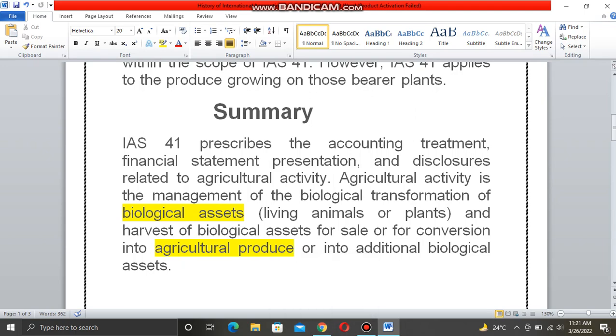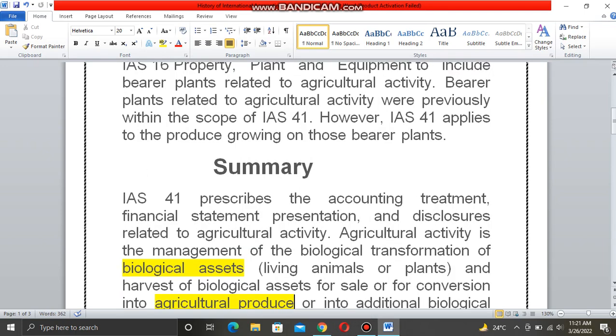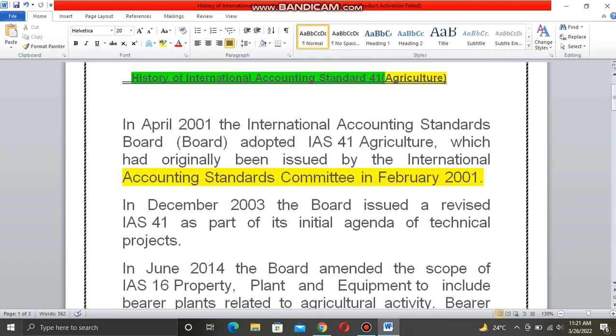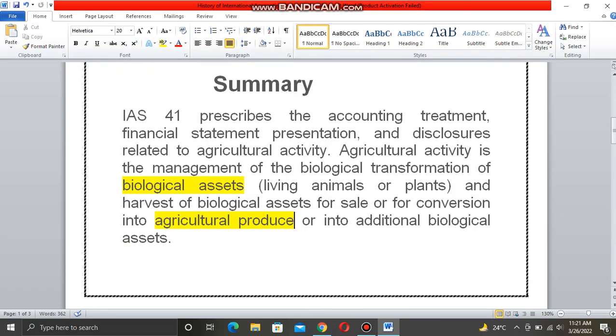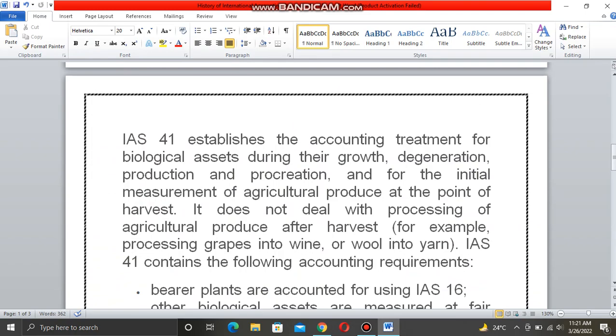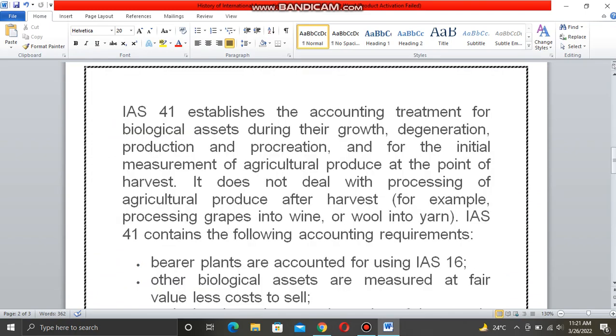So this is all about IAS 41, and I hope you have understood the discussion. It's not so difficult, it's very simple. You have to know biological assets and agricultural produce, which were just discussed in detail. IAS 41 establishes the accounting treatment for biological assets during their growth, degeneration, production, and procreation, and also for the initial measurement of agricultural produce at the point of harvest. It does not deal with the processing of agricultural produce after harvest.